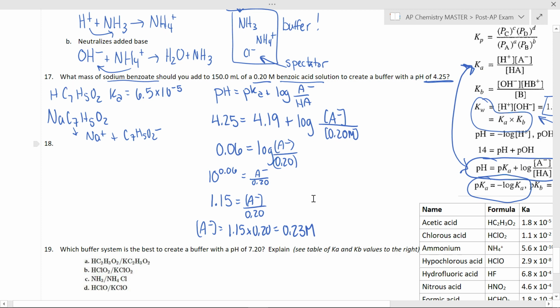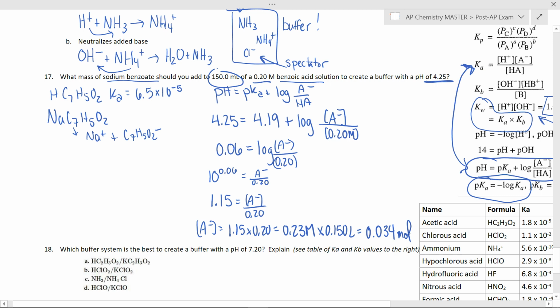All right. I still haven't answered the question, though. The question is what mass of sodium benzoate we should use. And so we know the molarity and we know the volume. So molarity times our liters will tell us how many moles. 0.23 times 0.15. I think we just have 2 sig figs. Yep, 0.034 moles of sodium benzoate.